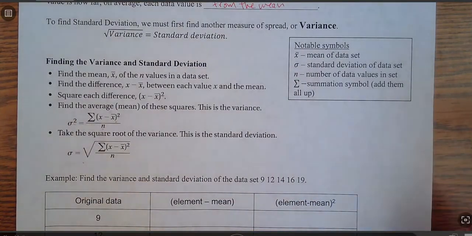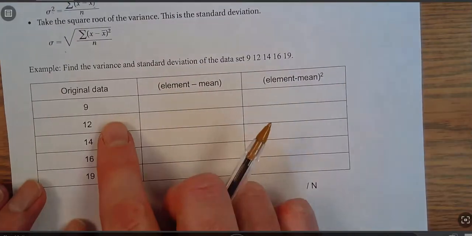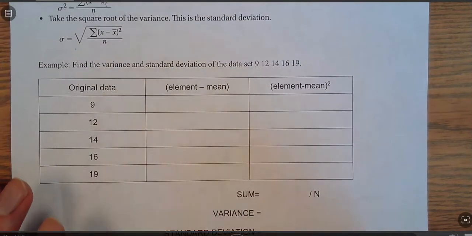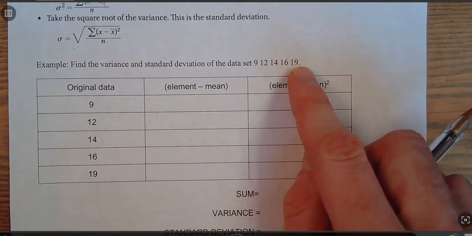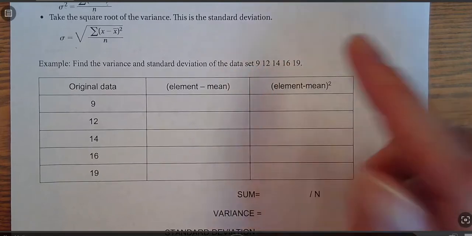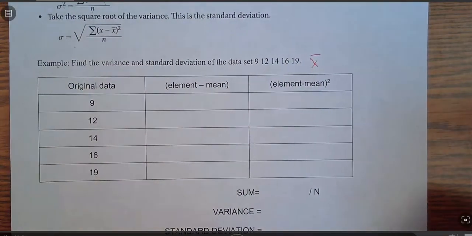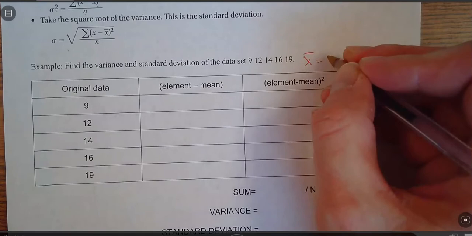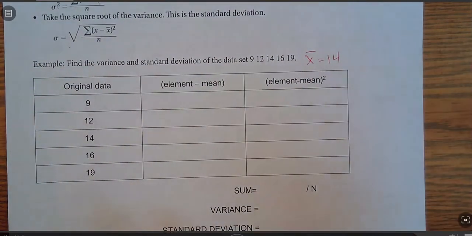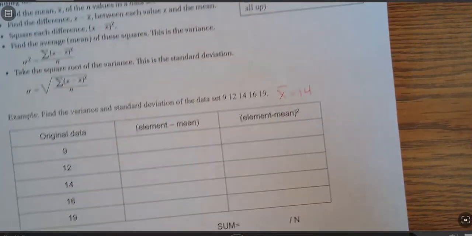So let's go through that process here. So here's the original data. And if I want to type in my calculator, I want to add all these up and divide by 1, 2, 3, 4, 5. So x bar, if you add those up and divide by 5, you get 14. So the mean, that's step 1, find the mean.